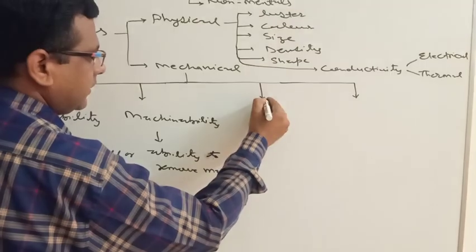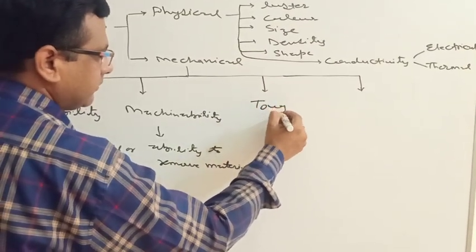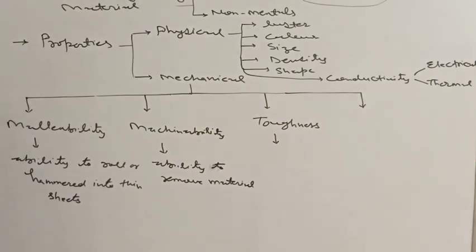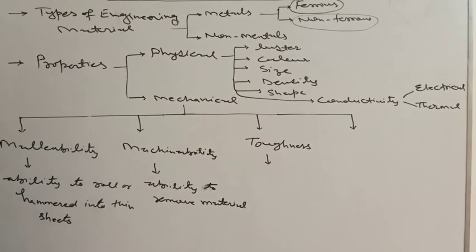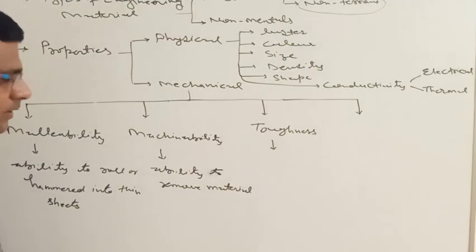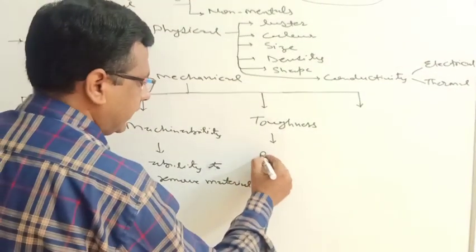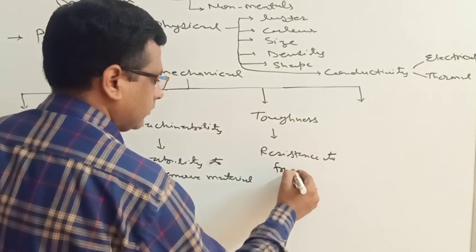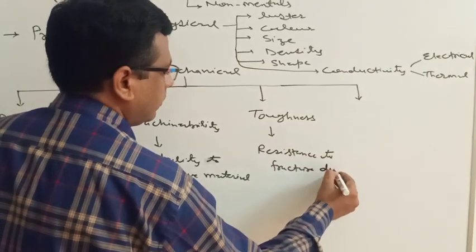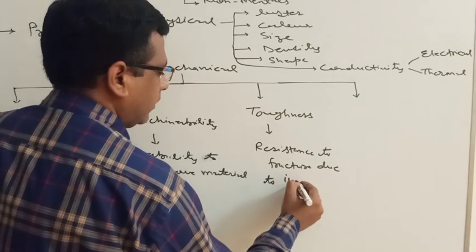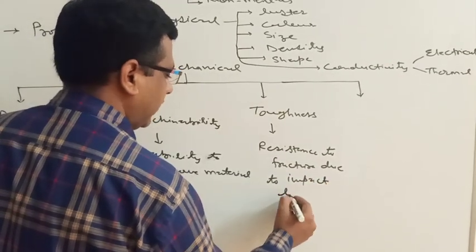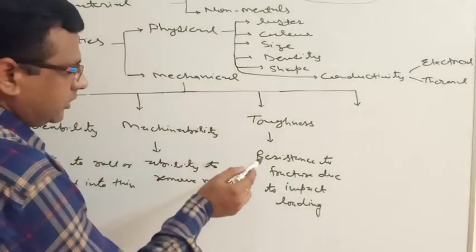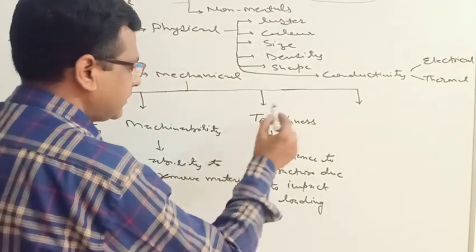The next property we use is toughness. It is also an important property of a material, and we consider it while designing. Toughness is the resistance to fracture due to impact loading. If a material is subjected to impact loading, there may be a chance of fracture, and the property of fracture resistance is known as toughness.